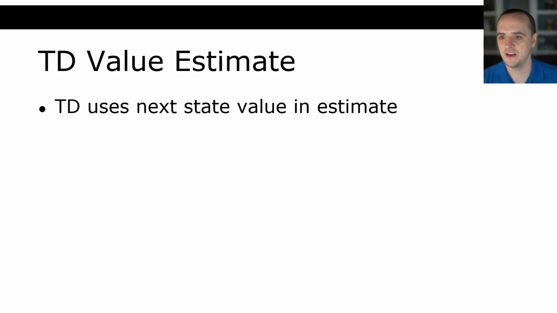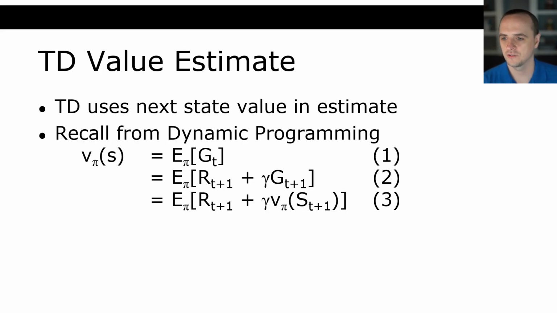So TD uses the next state value in its estimate. V prime of S, remember, V pi of S, this is what we want to know. We want to know the value of a given state given a given policy. And so in Monte Carlo methods, what we said is that it is the expected value of the return given a policy.